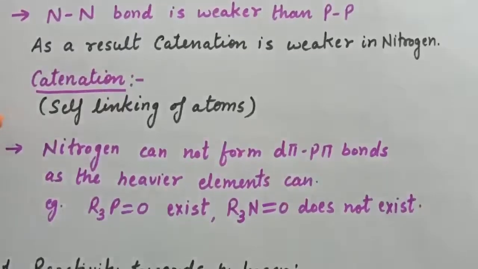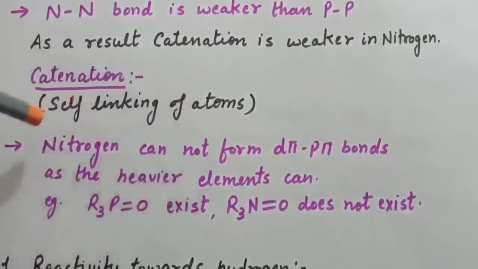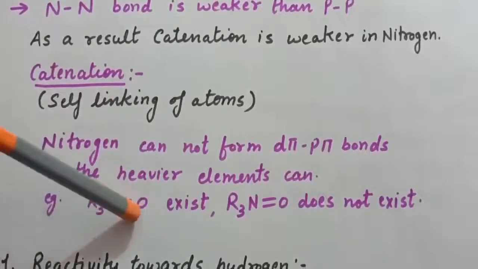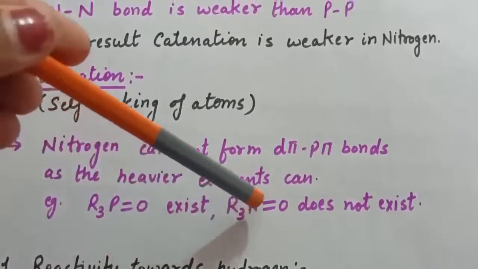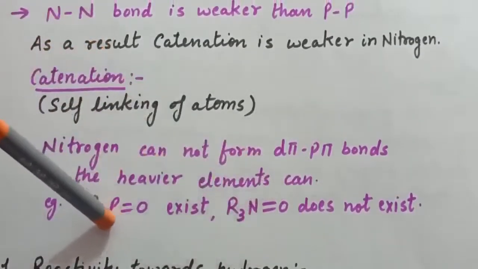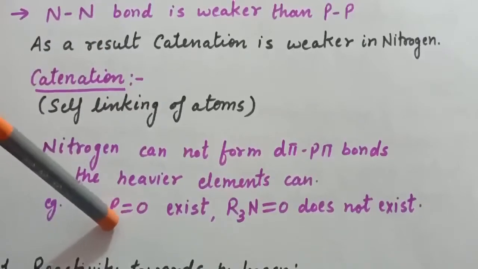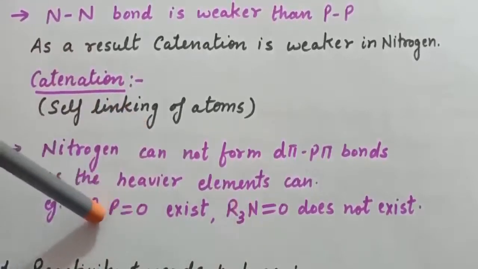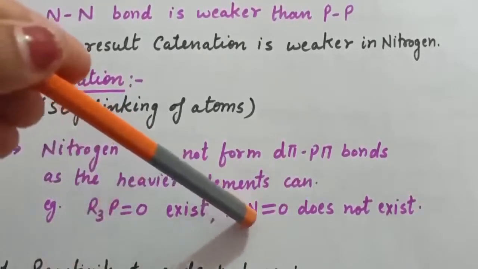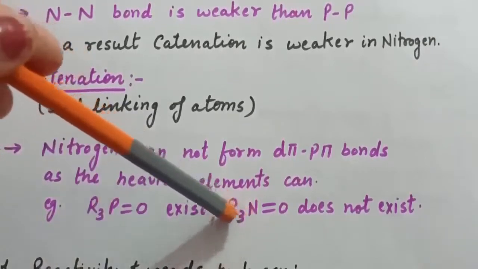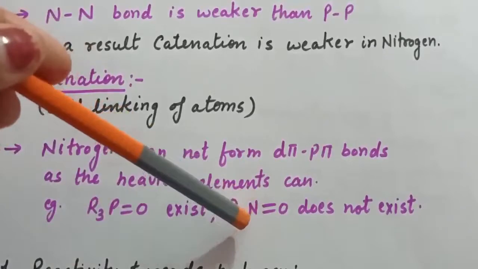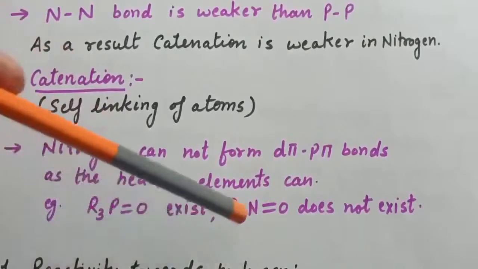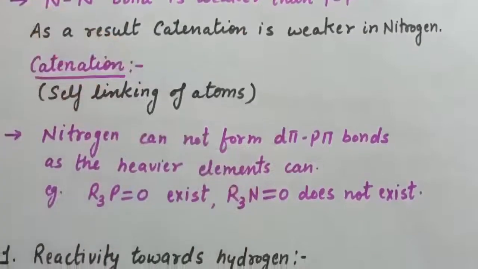Next property of nitrogen is that it cannot form d-pi p-pi bonds as the heavier elements can. Example is R3P=O exists but R3N=O does not exist, because if we compare the covalency of phosphorus and nitrogen, phosphorus can show covalency 5, but in case of nitrogen the maximum covalency is 4. But in this example, the nitrogen would have 5 covalency, which is not possible. Therefore, R3PO exists and R3N=O does not exist.